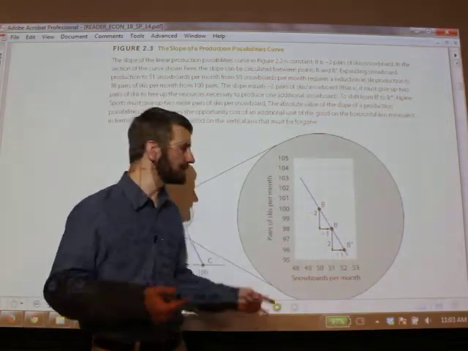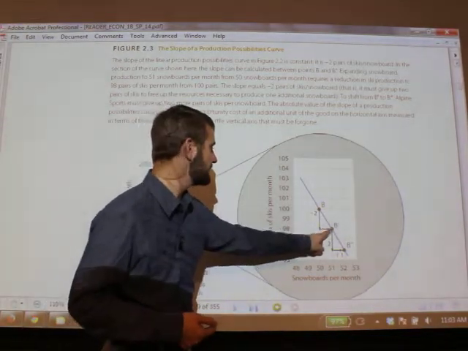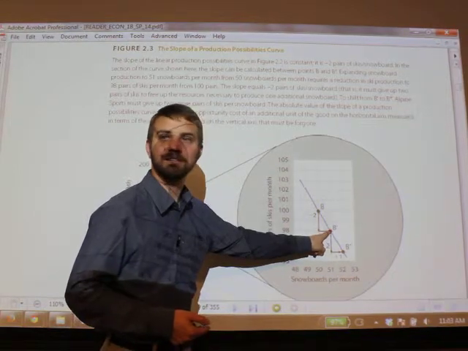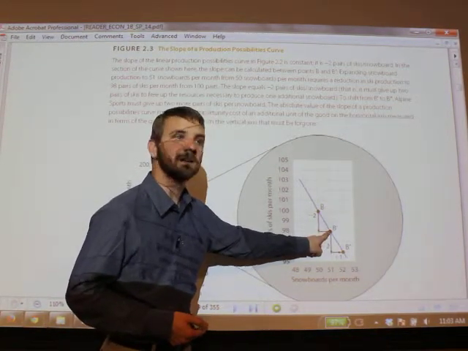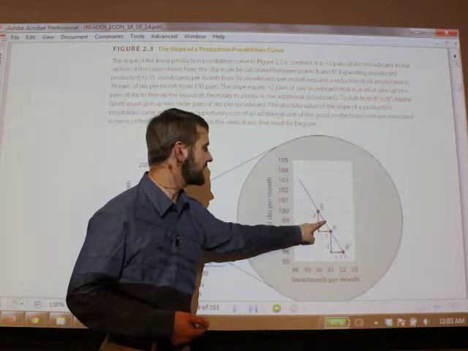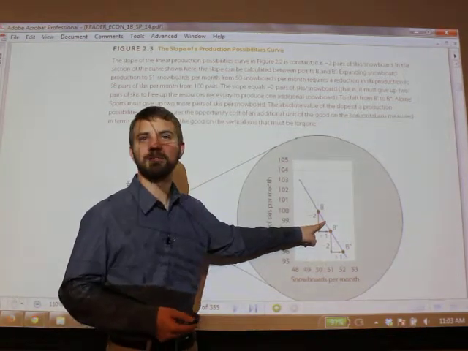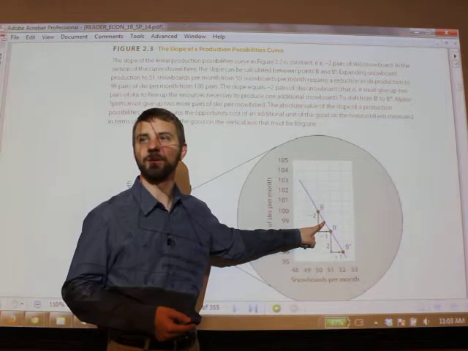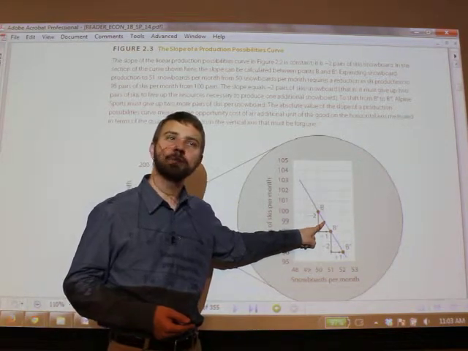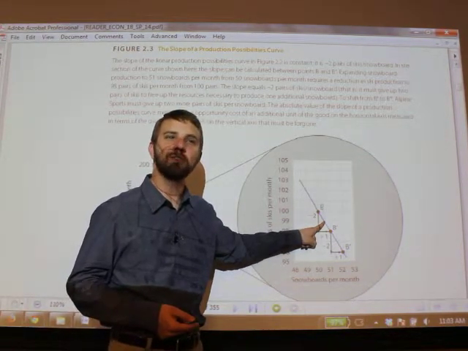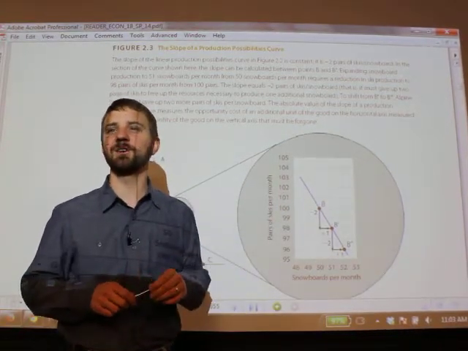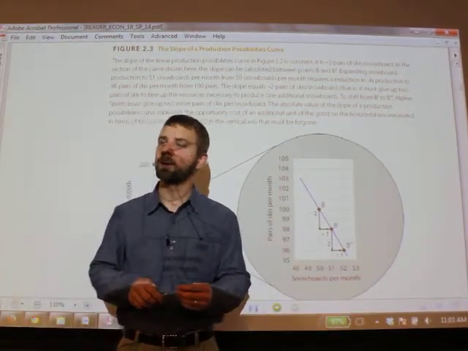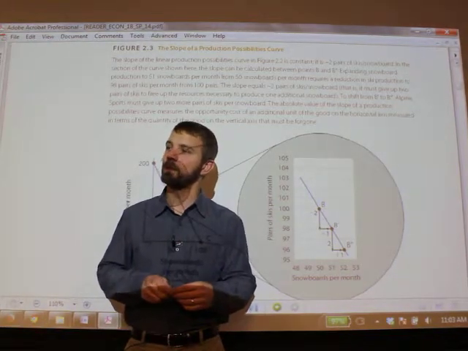If you want to know the opportunity cost of producing a ski, then you have to go backwards and say, okay, so here we are at 98 skis. And then we want to produce 1 more ski. So we go from 98 to 99. How many snowboards did we give up? Half a snowboard. So the opportunity cost of producing a ski is half a snowboard. I know that this is confusing, but you'll get the hang of it if you think about it for a while and work on the problems that you have.